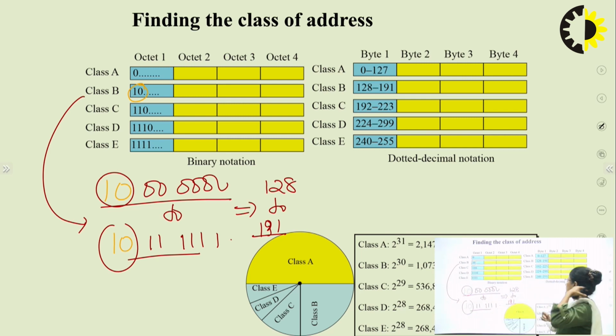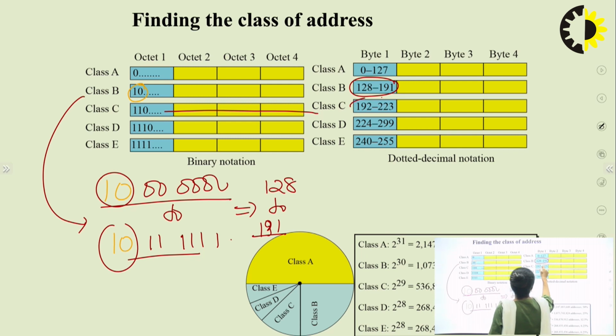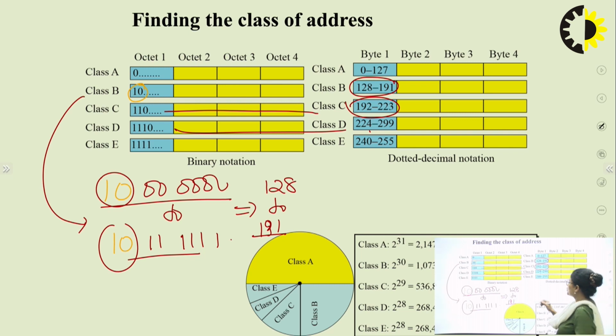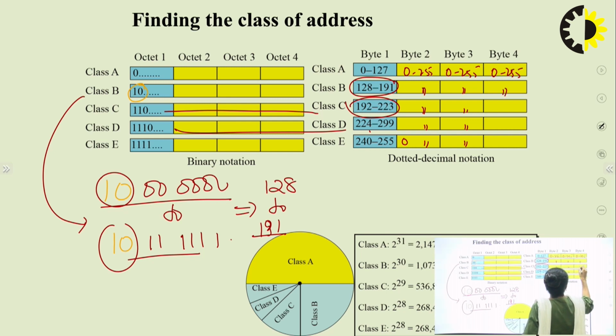So in case of class B, the first octet value will be 128 to 191, which is in the same logic. For class C, the first octet will be 192 to 223. For class D, it will be this range and so on. So that means whenever you look at an IP address, what are the values of the other octets? Obviously, since we are taking the entire 8-bit space, each of the other three octets will range from 0 to 255. The only difference will be in the first byte, or the first octet.